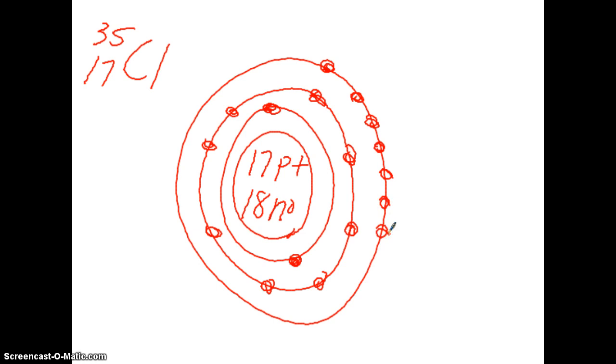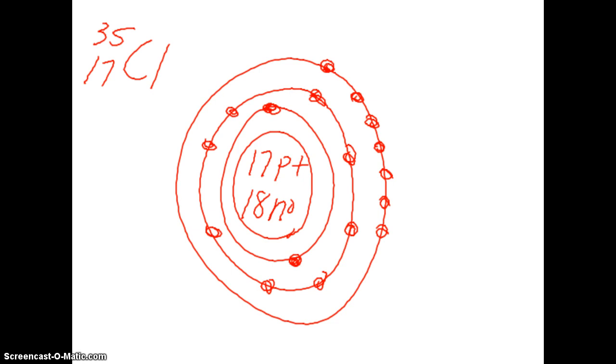And really it doesn't matter if you have them spaced out evenly or if you have them all bunched together. Remember, the Bohr model isn't exactly perfectly correct, and it might just be easier for you to count them all. But that would be the complete Bohr model for chlorine.